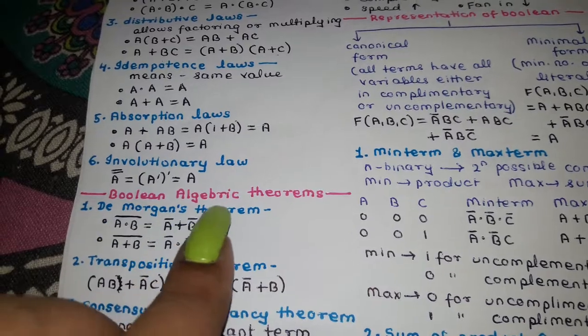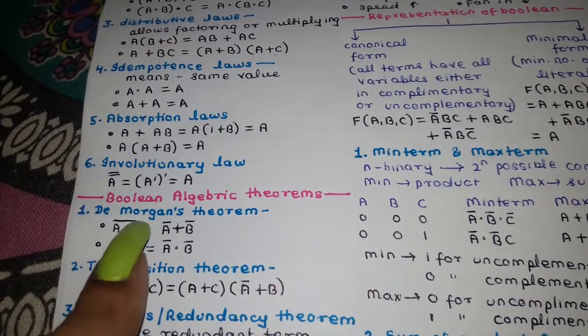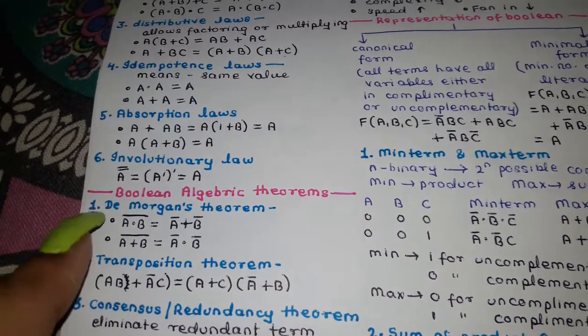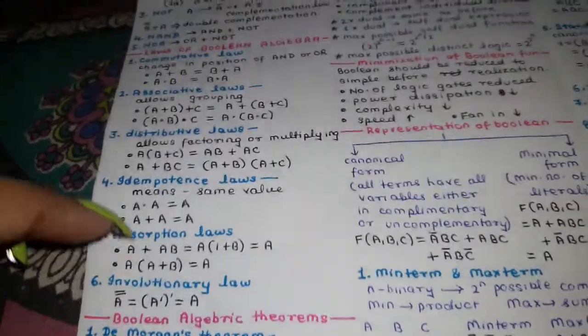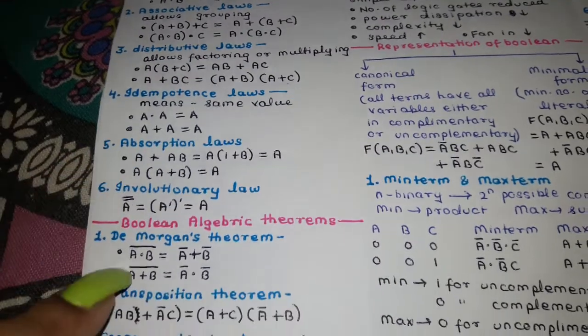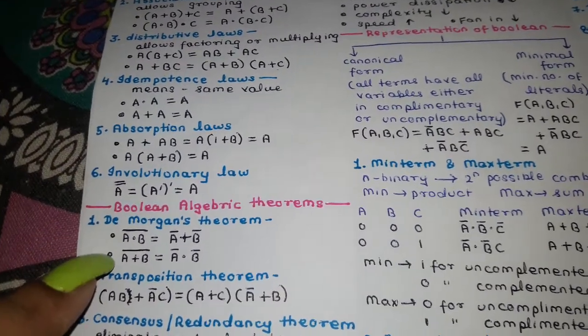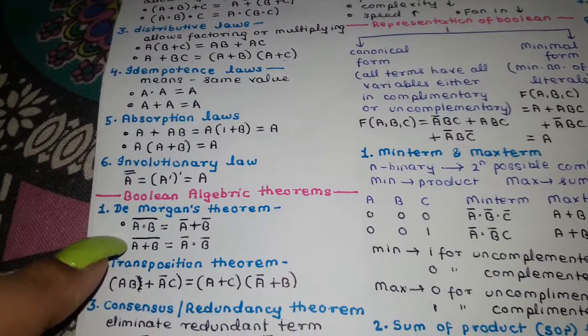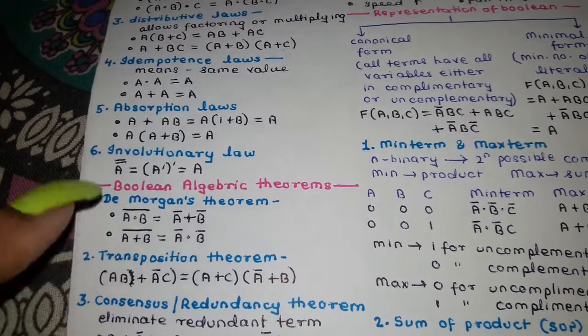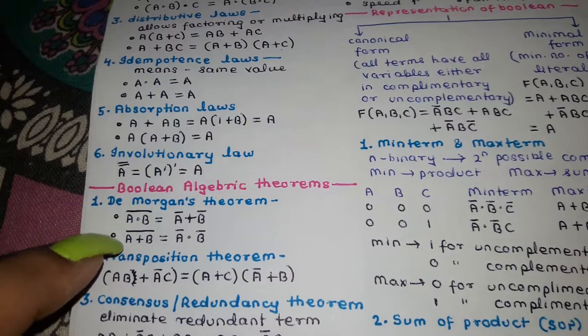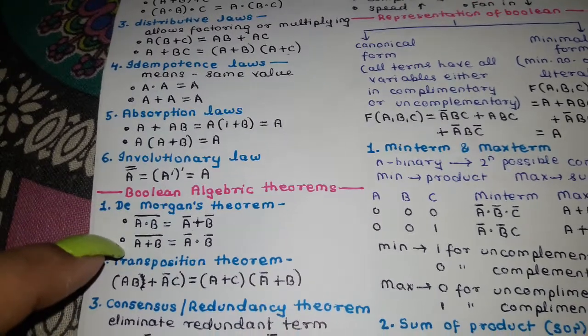Then we have Boolean algebraic theorems. The first thing we have is De Morgan's theorem. These two statements are to be kept in mind. Make sure you write all these equations somewhere, because you need to learn this by heart. There is no logical explanation behind it. All you have to do is remember these formulas and solve the questions, so that you know how to apply these statements in a particular question.